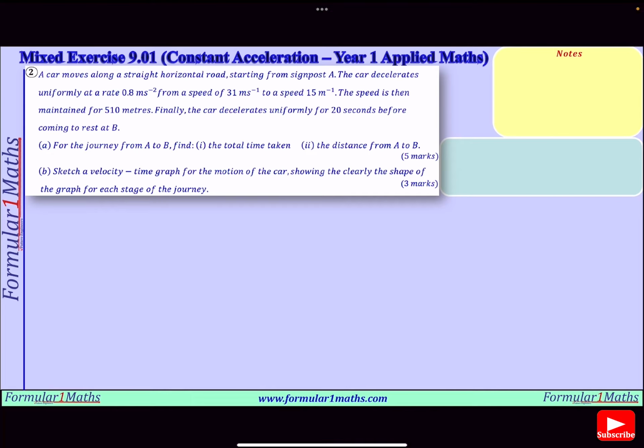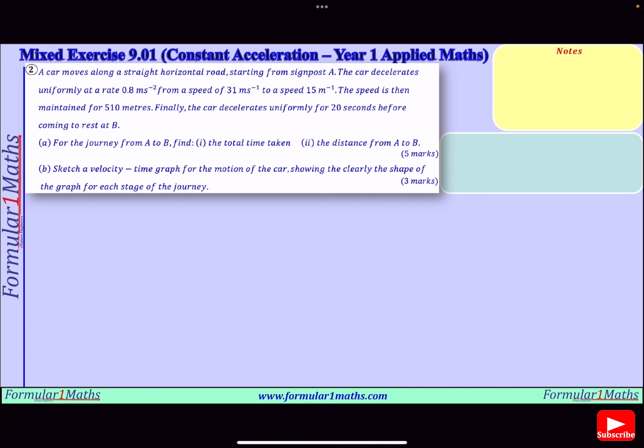A. For the journey from A to B, find 1. The total time taken, and 2. The distance from A to B. B. Sketch the velocity time graph for the motion of the car, showing clearly the shape of the graph for each stage of the journey.